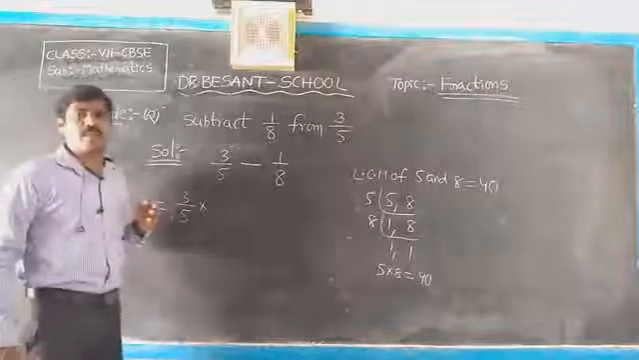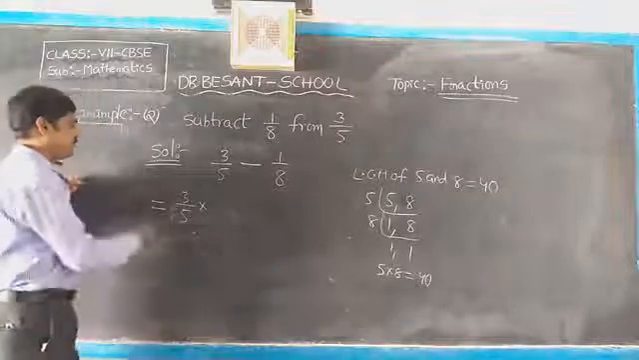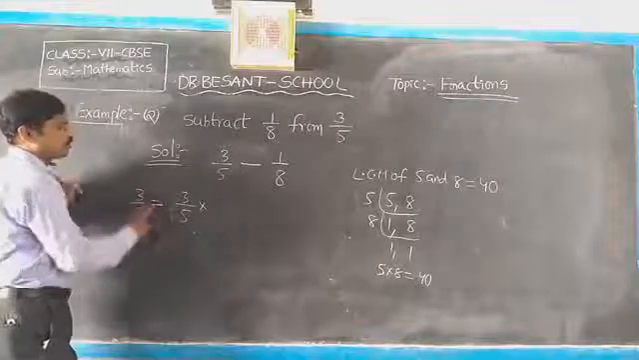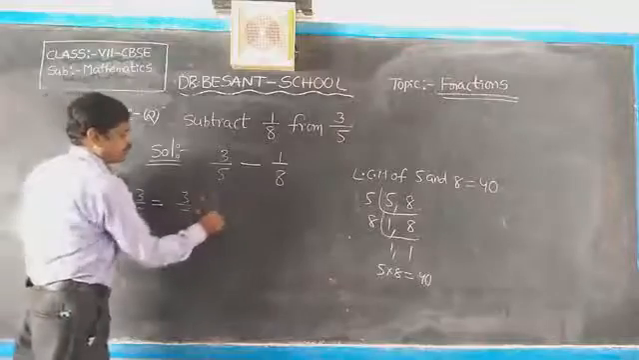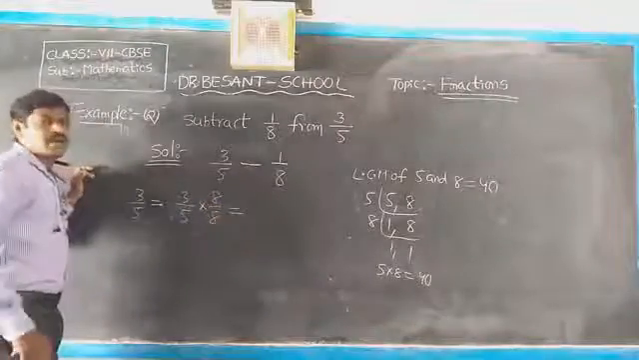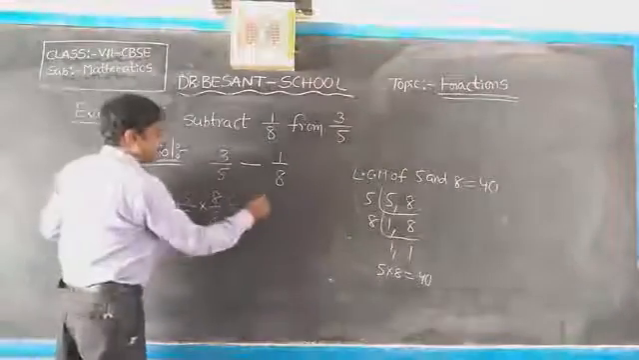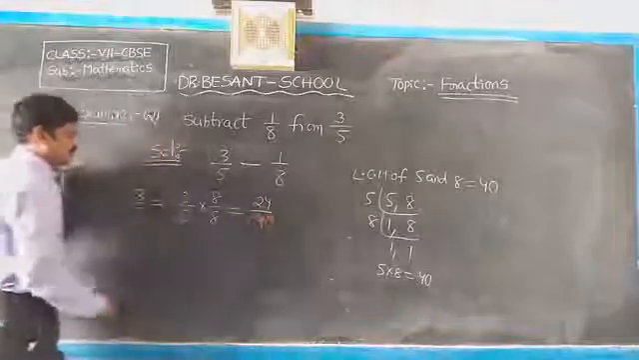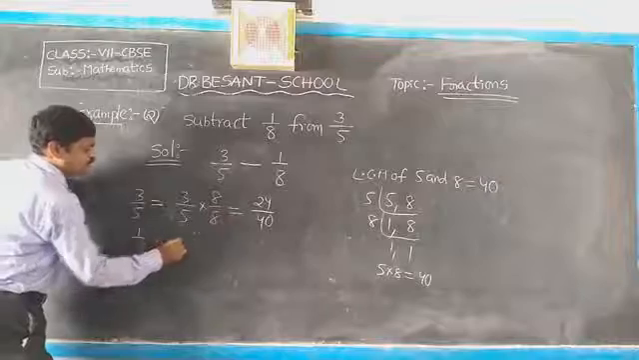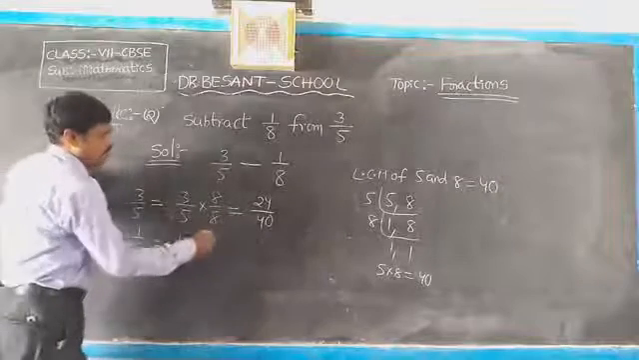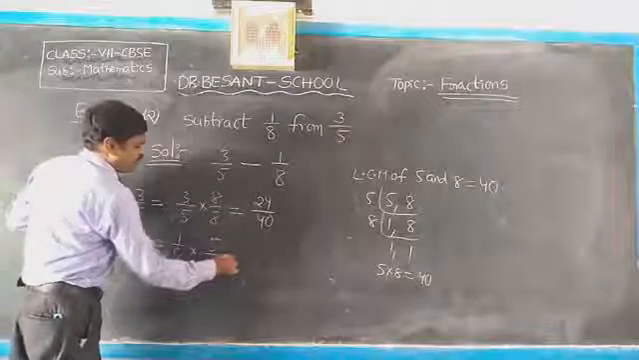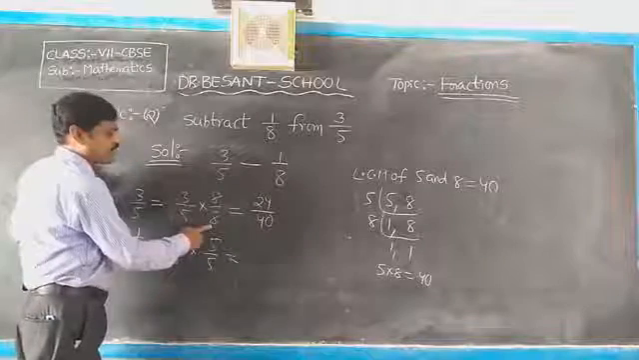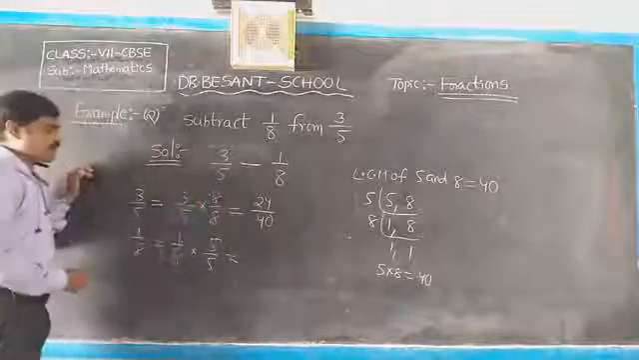In the textbook process I am doing. So 3 by 5 is equal to 3 by 5 into 8 by 8. 3 eights are 24, 5 eights are 40. So 1 by 8 is equal to 1 by 8 into 5 by 5. Why? Because 5 eights are 40, 8 fives are 40. Now that's why you multiply 8 by 8 and 5 by 5.